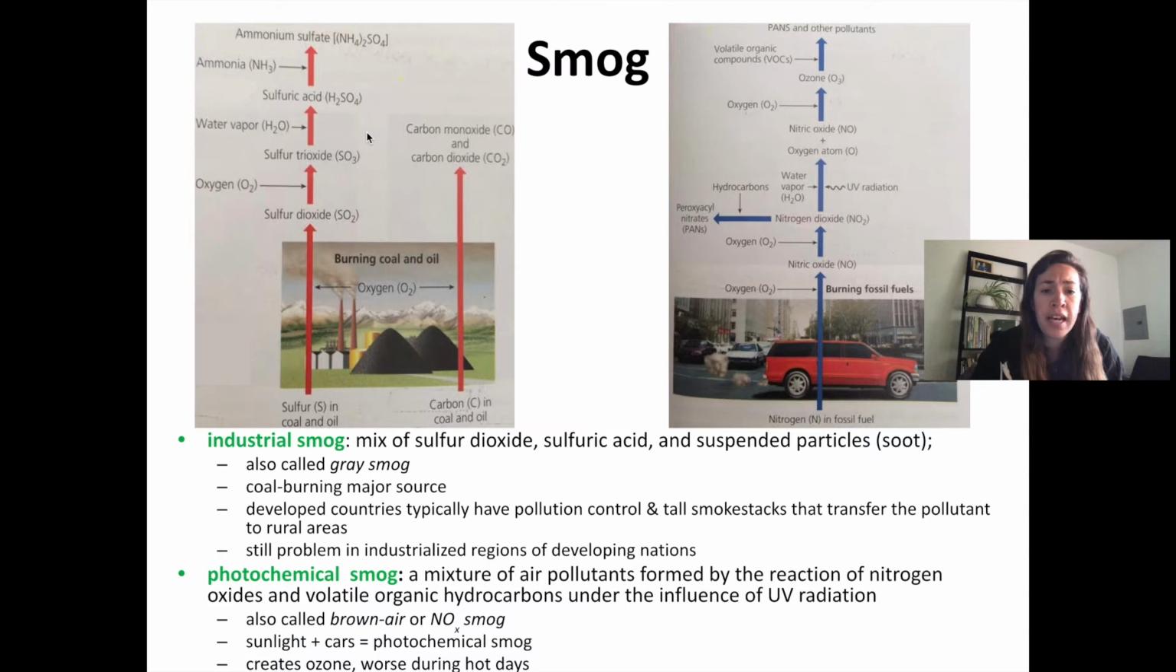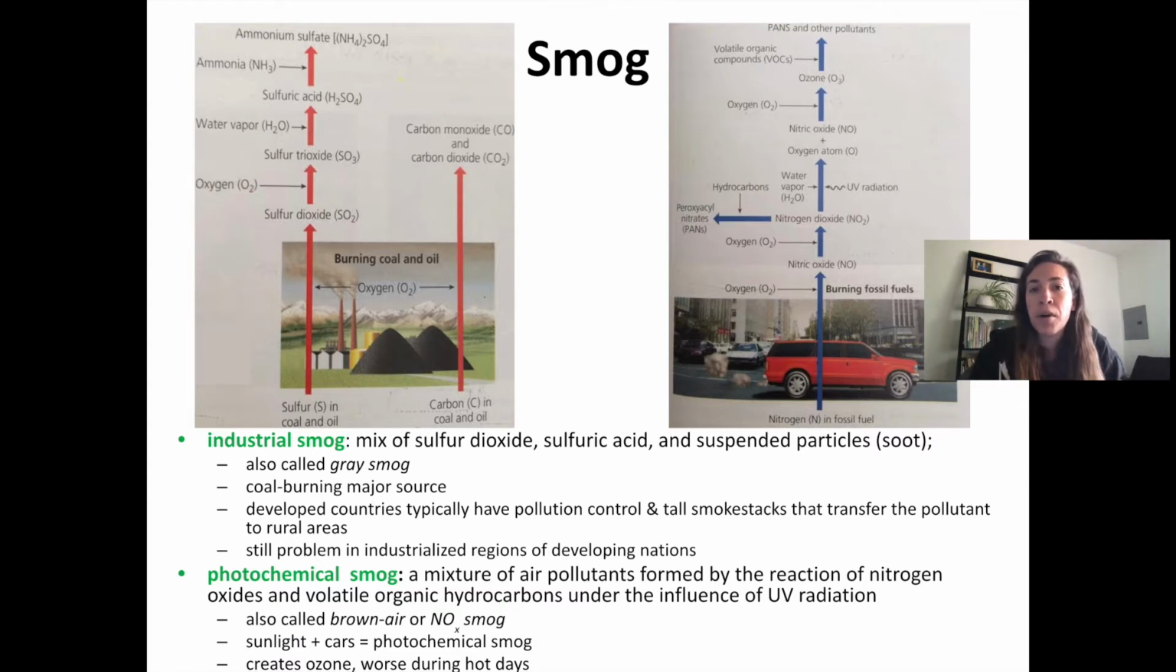Developed countries typically have some pollution control, so we can try to control at the top of smokestacks how much of this material we're releasing. We also will tend to build taller smokestacks to push the material higher into the atmosphere and away from the location where it is burning. But we still see industrial smog associated with industrialized regions here in the United States, and certainly in a lot of developing nations where coal burning is still really important. We'll talk about a case study associated with deadly industrial smog at the surface level.